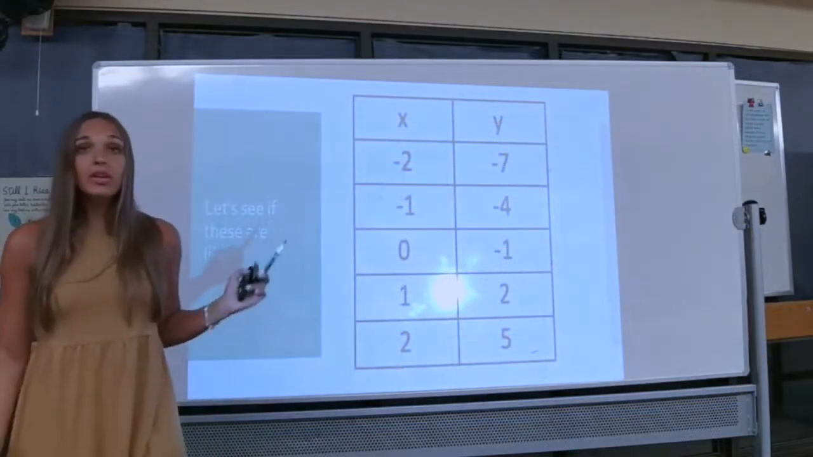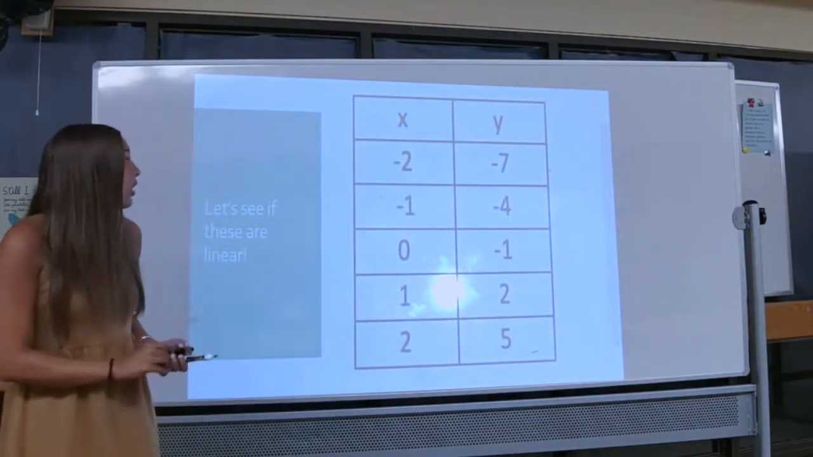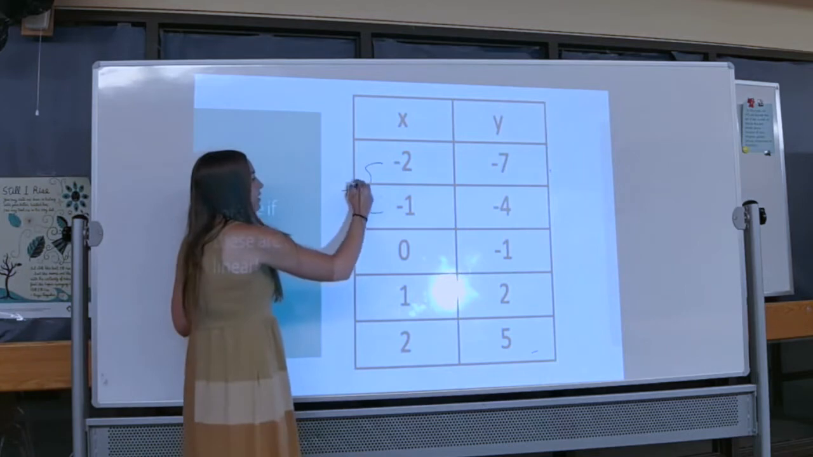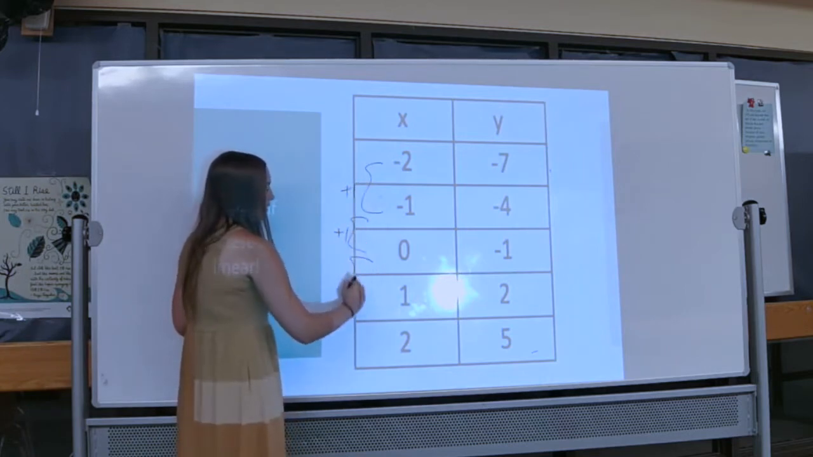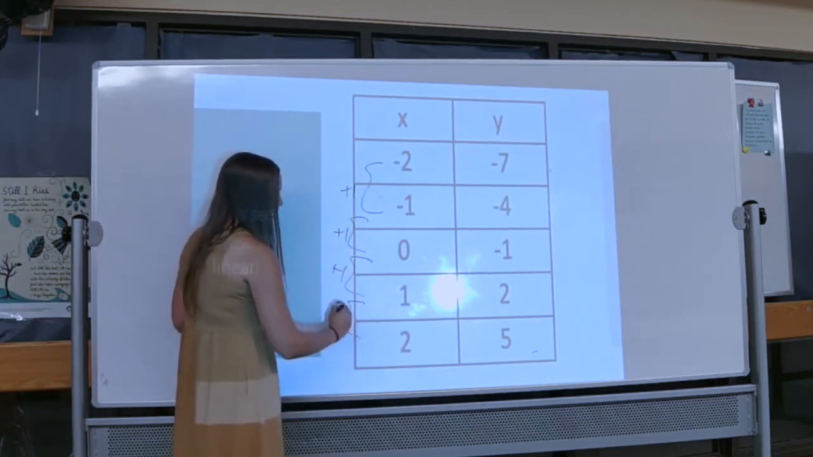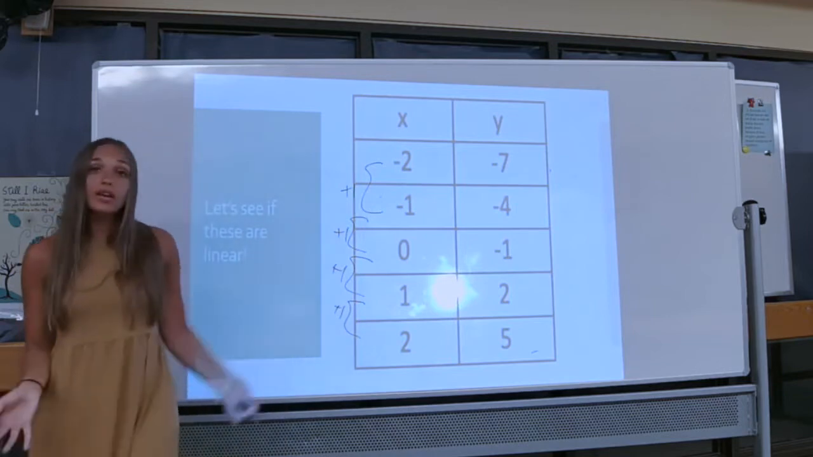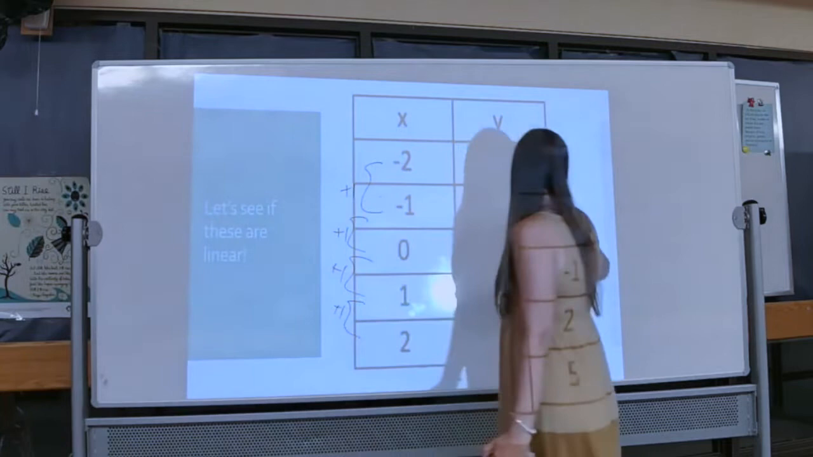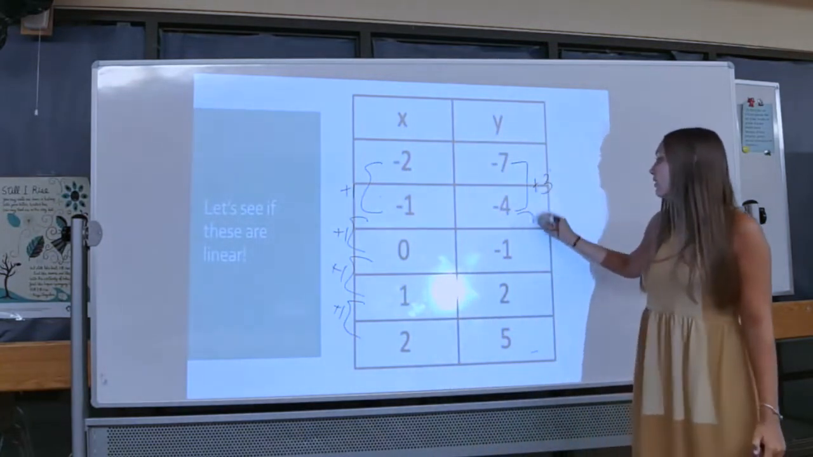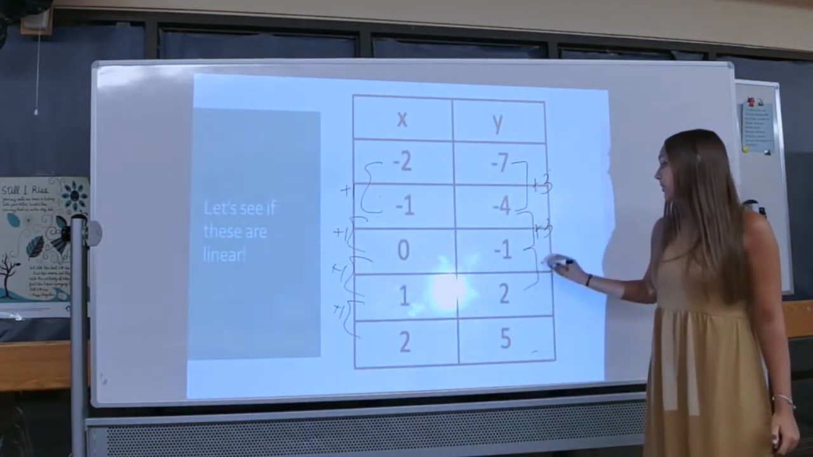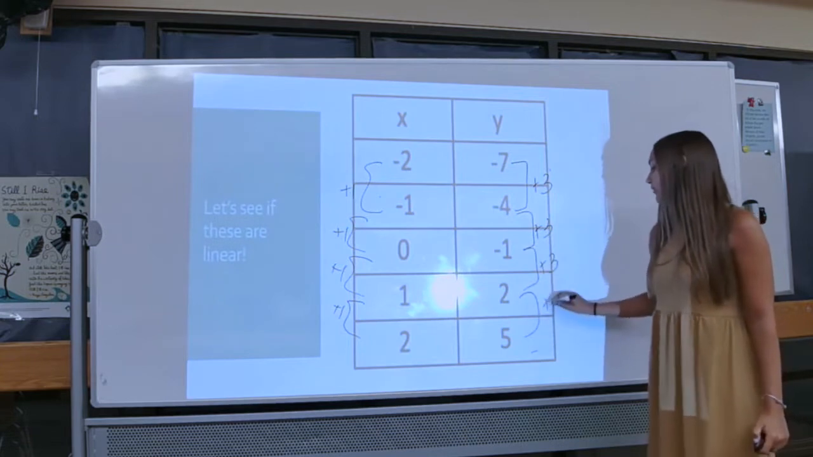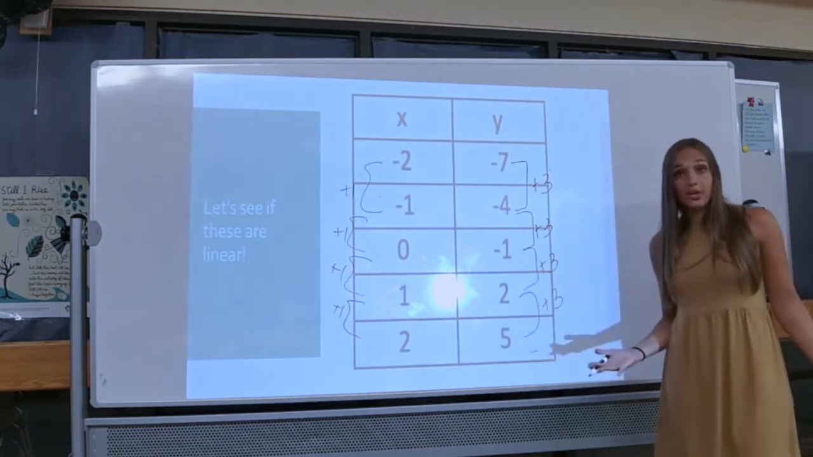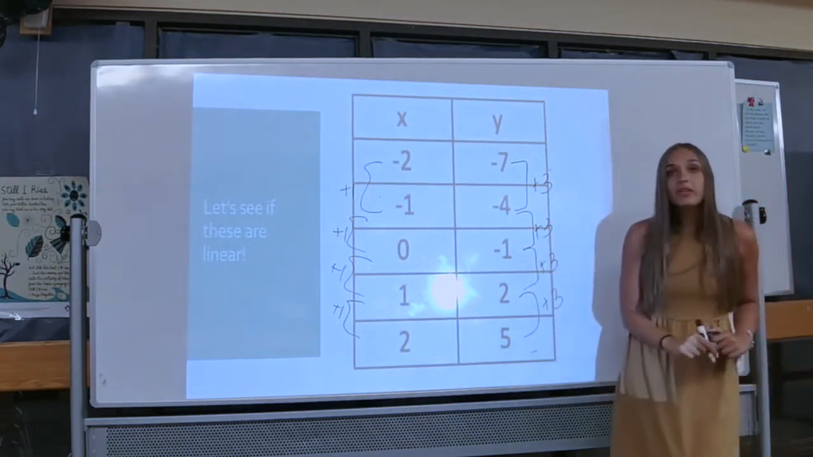We have in this table x and y values. Our x's are going up by 1, by 1, by 1, by 1. So that checks out. All the x's are going up by the same amount. But let's look at the y's. We're going up by 3, by 3, by 3, and by 3. All the y's are going up by the same amount. So that means we can find a CROC.